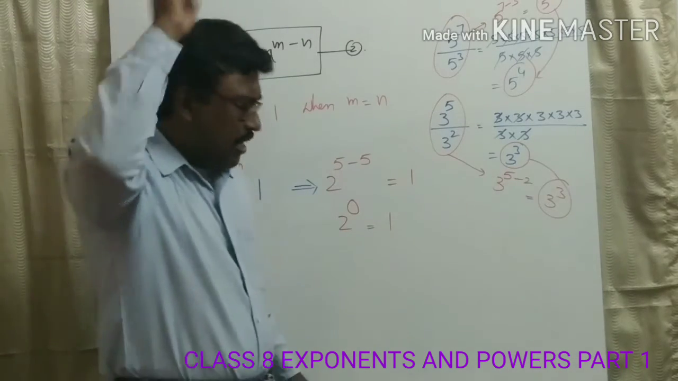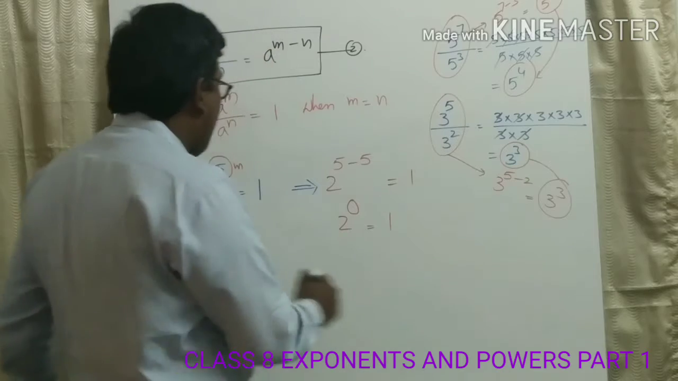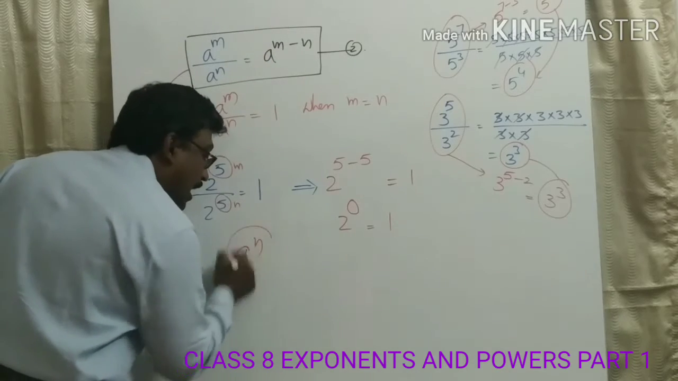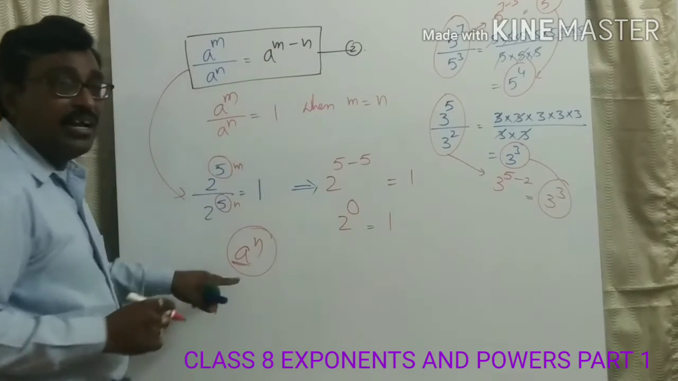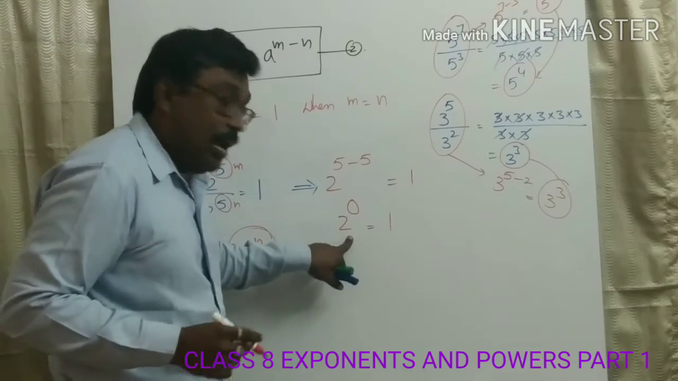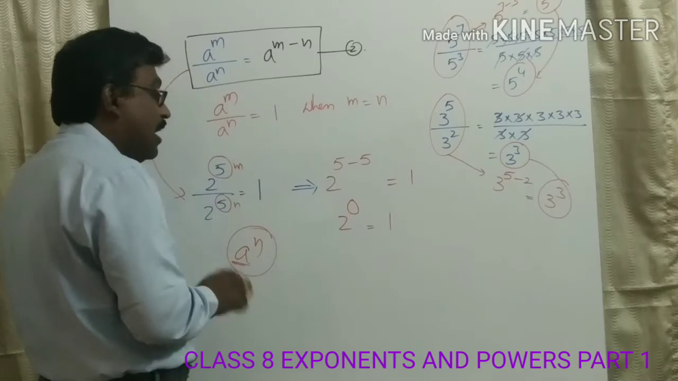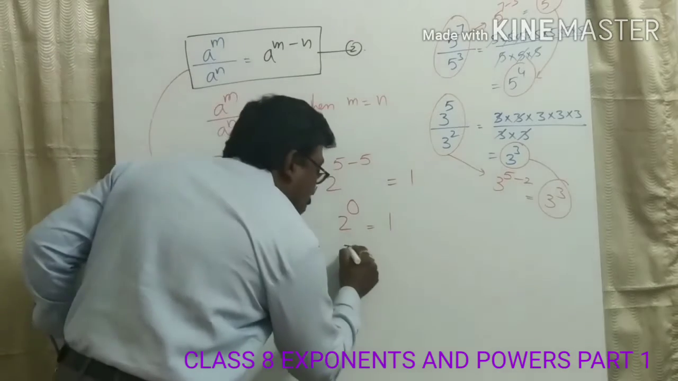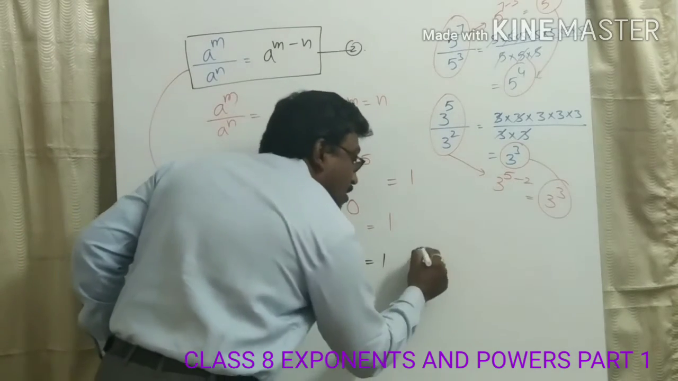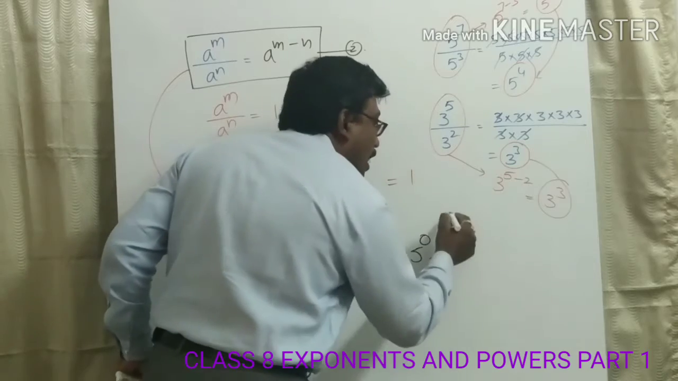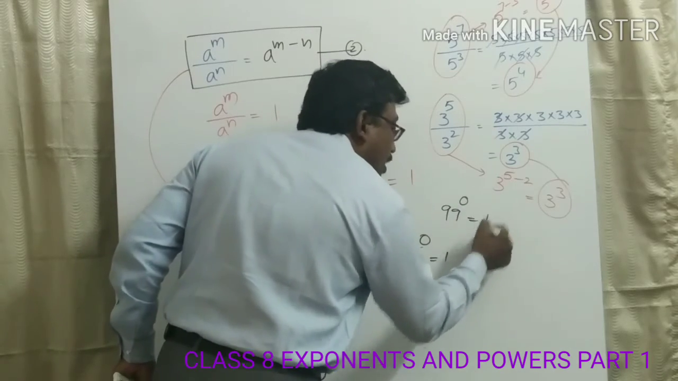So, what is our first basic principle? A power n, where A is a non-zero rational number. A base cannot be 0. That means we can derive now that 3 to the power of 0 is 1, 5 to the power of 0 is 1, 99 to the power of 0 is 1.